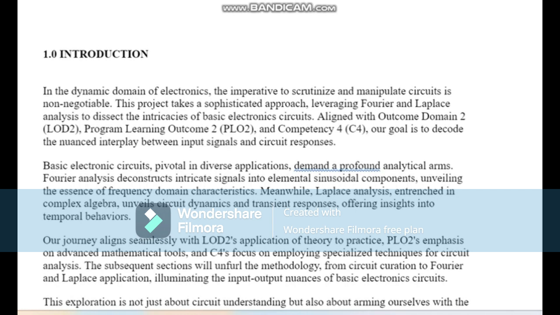Our journey aligns seamlessly with the LOD2 application of theory to practice. PLO2 emphasizes advanced mathematical tools, and C4 focuses on employing specialized techniques for circuit analysis. The subsequent sections will unfold the methodology, from circuit curation to Fourier and Laplace applications, illuminating the input-output interplay of basic electronics.